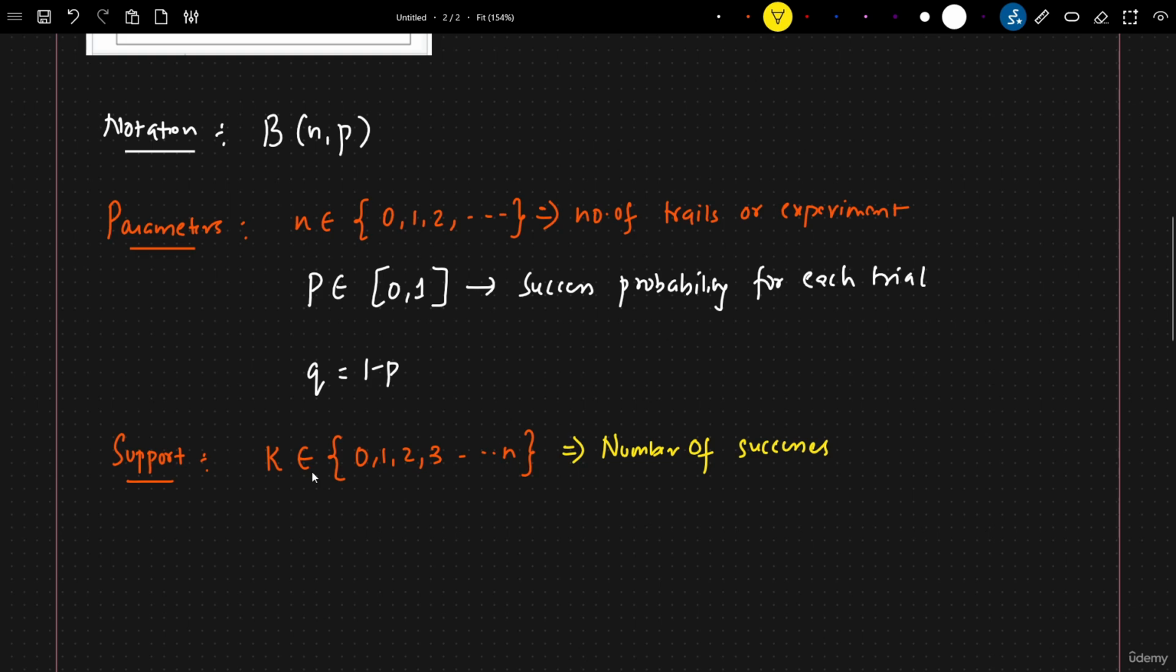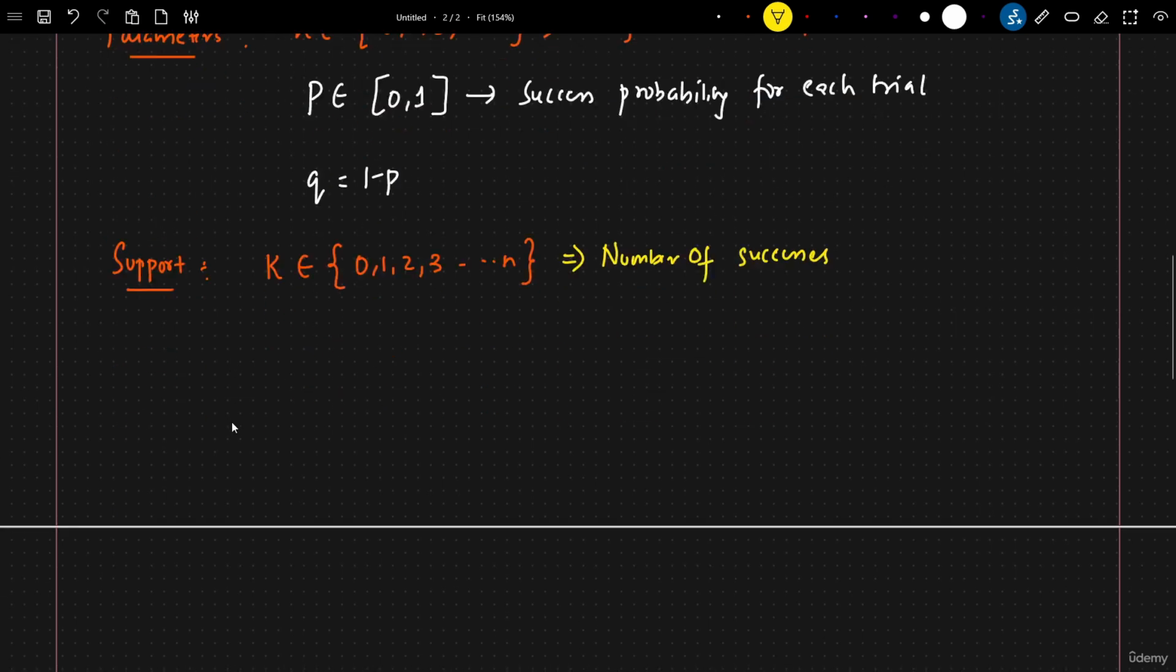So the number of successes means, when I'm tossing a coin, I'm probably getting tail or head, which may be a success for me. For every trial, how many successes can I achieve? For n trials, I can achieve at most n successes.